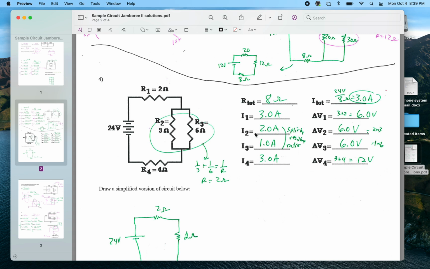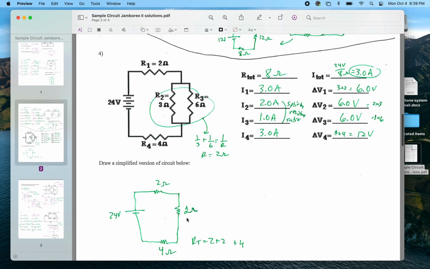This one you could figure out a couple ways, but if this side has half the resistance of the right side, then twice the current would go through here as compared to here. Since we have 3 amps total, 2 amps goes through the left side, 1 amp would go through the right side. Or you could figure out that this is an equivalent 2 ohm resistance.